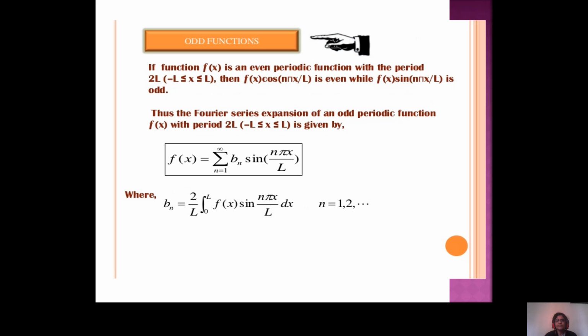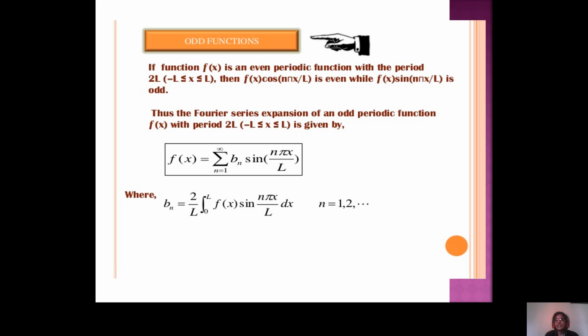And next we take the odd function. When we take the odd function, cos n pi x by L is even and sin n pi x by L will be odd. So here we only have to consider the Bn. So if a function f of x is an odd periodic function with the period of 2L, minus L less than or equal to x less than or equal to L, then f of x cos n pi x by L is even, whereas f of x sin n pi x by L will be odd.